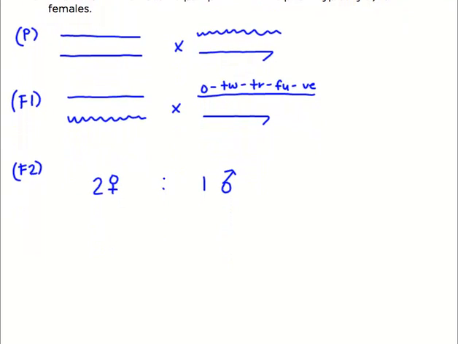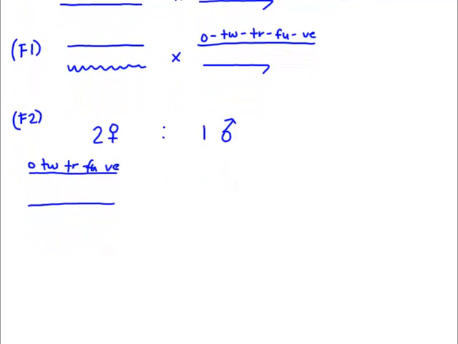If we want to draw the chromosomes, remember that all the females are going to get the X chromosome from their father. So they're going to have O, TW, TR, FU, VE, and the other chromosome from their mother. Half of the daughters will get the normal X chromosome, and the other half will get the irradiated X chromosome from their mother. And the males always get the X chromosome from their mother, and the Y chromosome from their father.